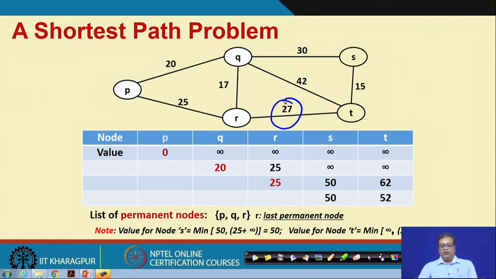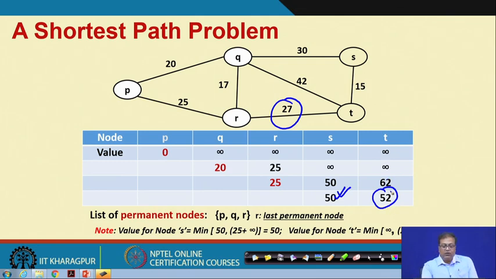So, that was 27. So, if you add that 27 to the value of R, 25, how much do you get? 52. Is it not? You can also compute S, but then there is no distance from S. So, obviously, nothing will be computed, that will remain 50 itself, right. So, this 52 is computed now, and this 50 was the old value, because R to S no path. So, nothing could be computed. We already had a value of 62 to t, but this 52 is lower.